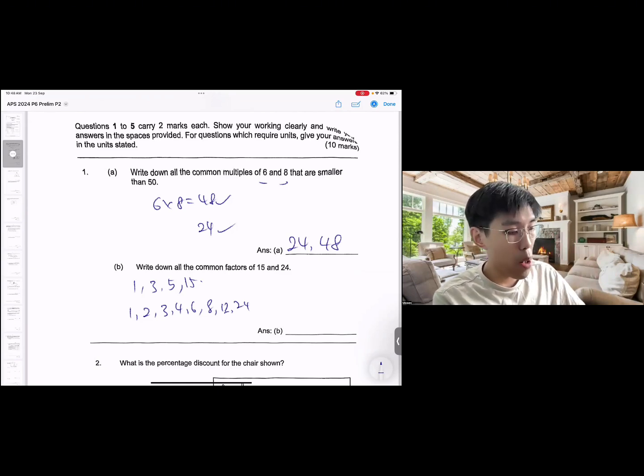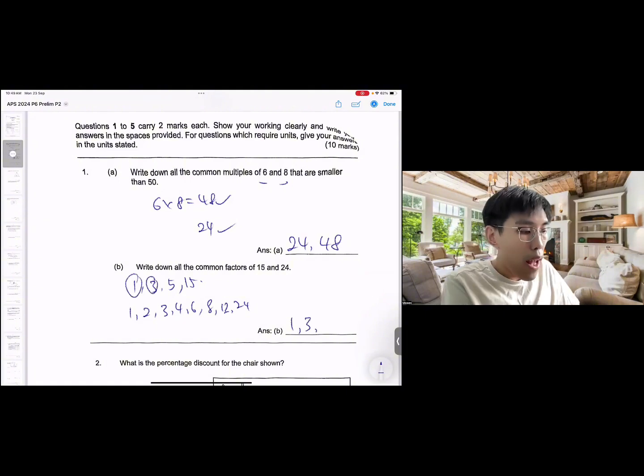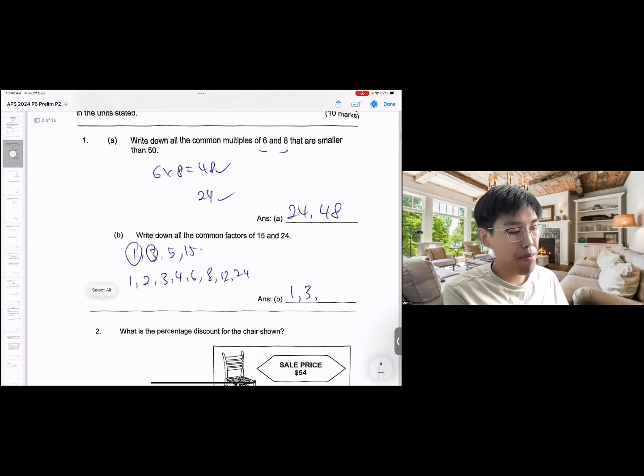So what are the common factors? 1 and 3. What else are there? I don't see anything else. 1, 3. Yeah, that's all. 5, 15, all to have.